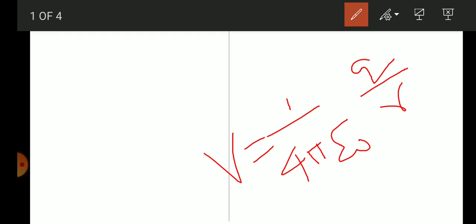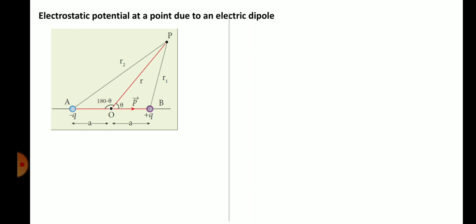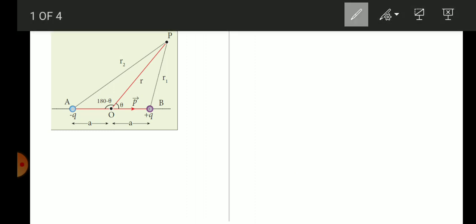Now let us calculate the electric potential due to a dipole. What is a dipole? A dipole is nothing but two equal and opposite charges separated by a small distance. So in order to calculate the electric potential due to a dipole, first I should consider a dipole. Consider a dipole A and B, where the minus q and plus q charges are separated by a distance of 2a.